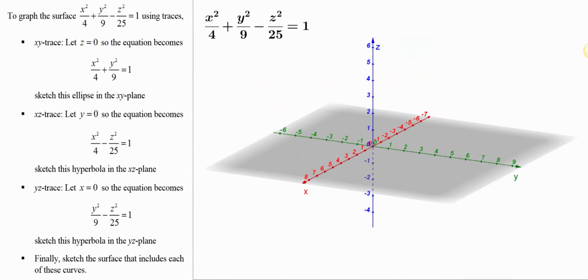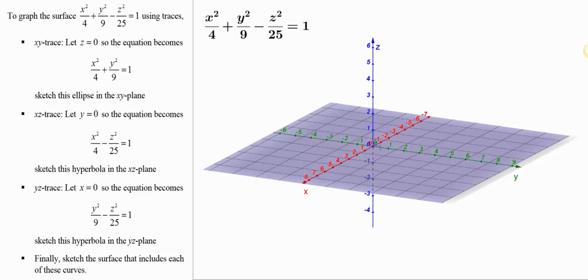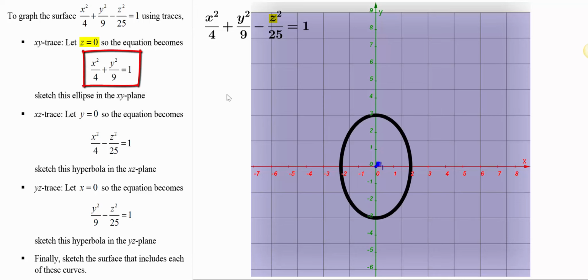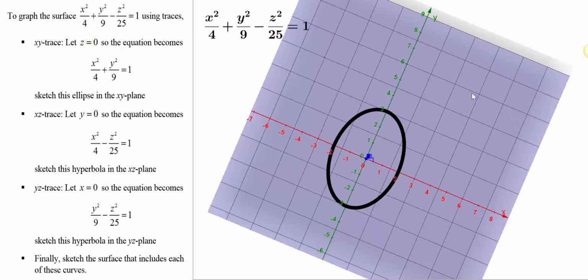Now let's take a look at this surface. Again, we're first going to look at the xy trace, meaning we're going to let z equal 0. When we simplify the resulting equation, we get this, which we recognize as the equation of an ellipse.